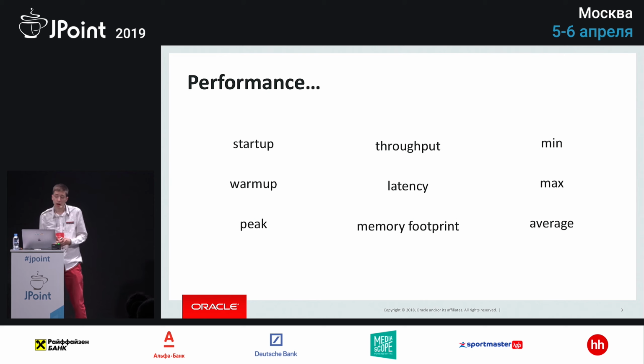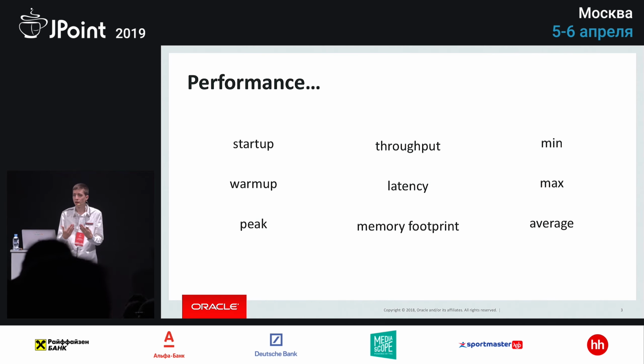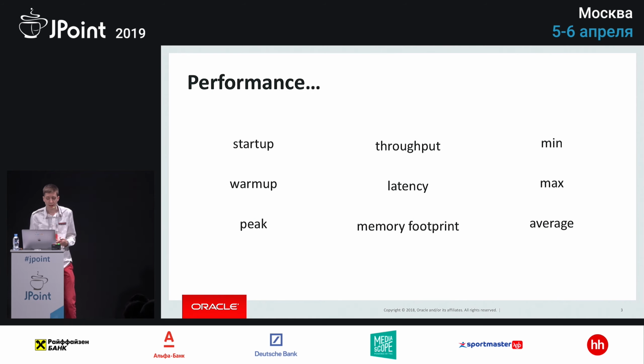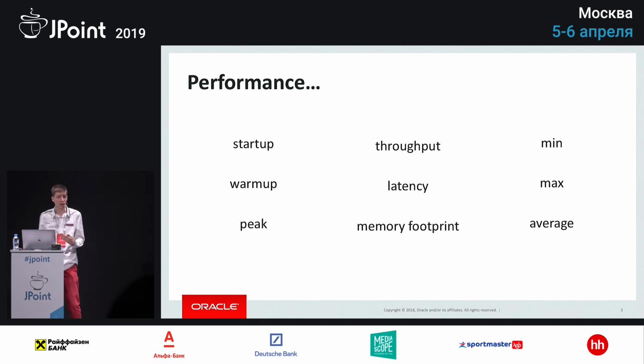And then finally, we can talk about the minimum throughput or the minimum latency that is given by the application. We can talk about the maximum latency. That's often a metric that's relevant for web servers. Like, what is the maximum latency that a certain request gives you? And we can also talk about average latency. And similar for memory footprint, for example, we can also talk about minimum, maximum, and average.